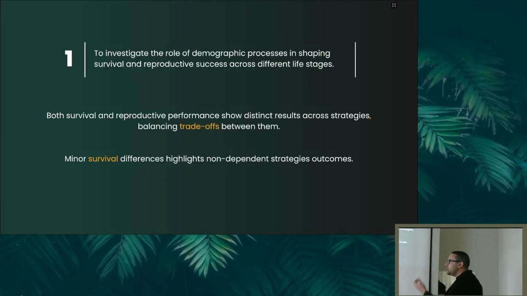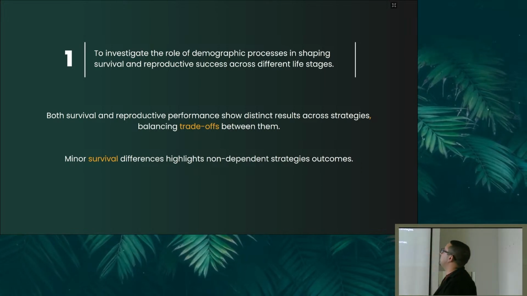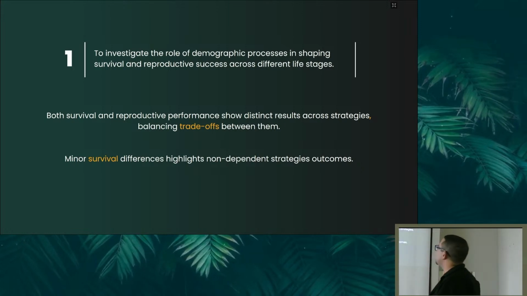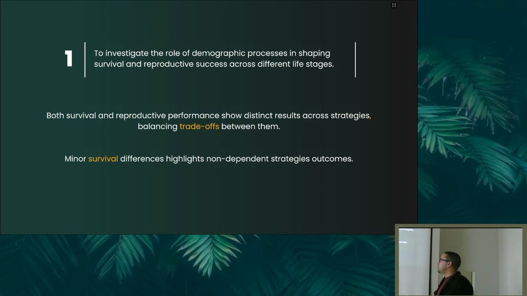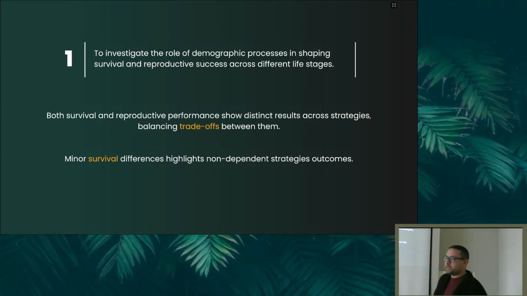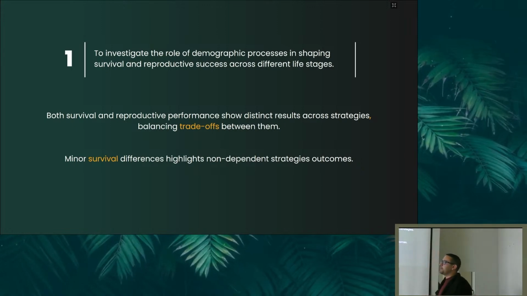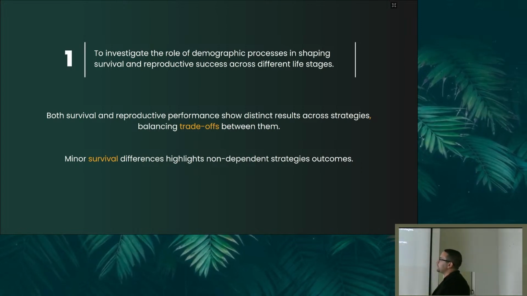Okay, and to conclude and answer my first aim, we could see with these results that both survival and reproductive performance showed different outcomes across strategies, probably balancing a trade-off. In survival, as we could see in the plot, residents were the ones enjoying the advantages of residency. But in reproduction, at the pair level, not the individual level, pairs with at least one parent being a migrant were the more successful ones.